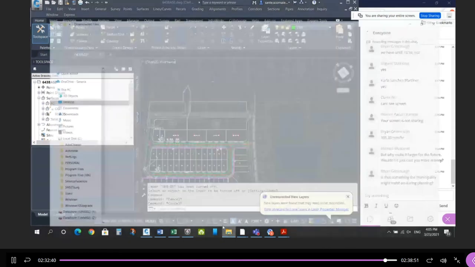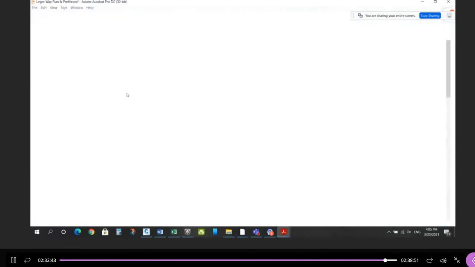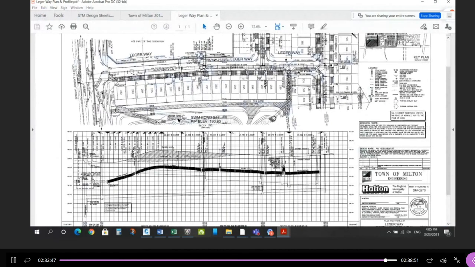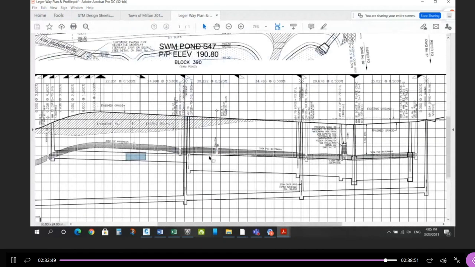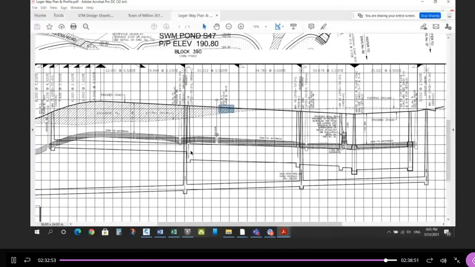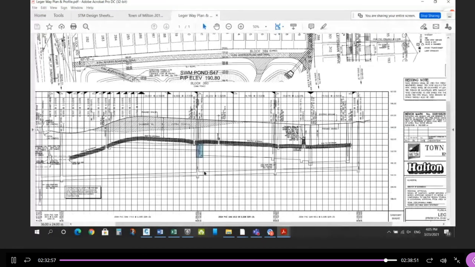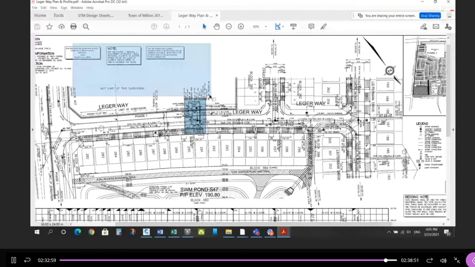So if you look at the profile for Ledger Way, you'll see the storm sewer has a typical bearing. It's parallel to the road above. So we're connecting to this maintenance hole here. That's our subdivision. Our subdivision is right here. So these are the connection points.